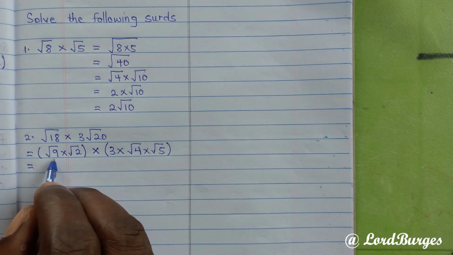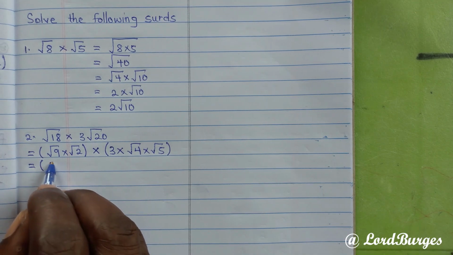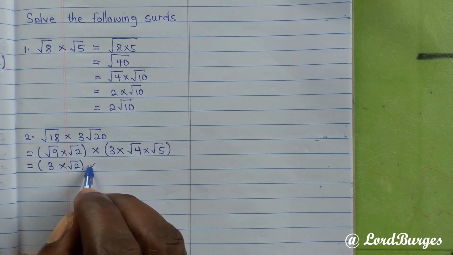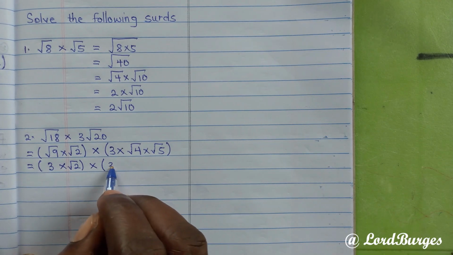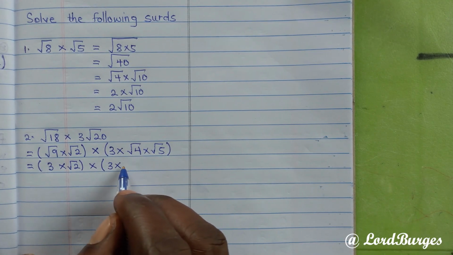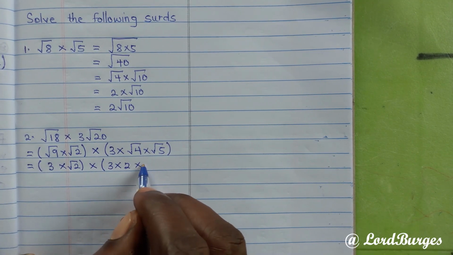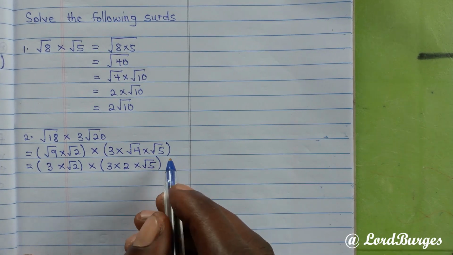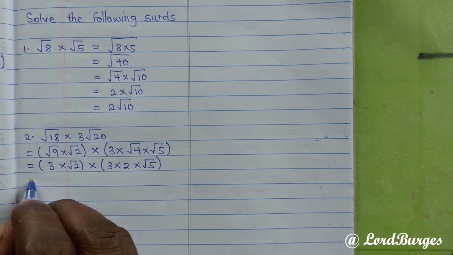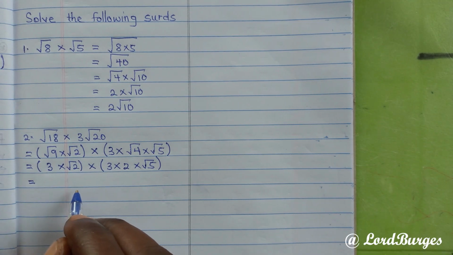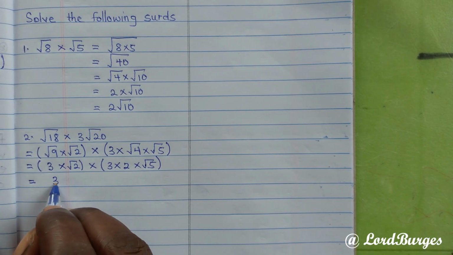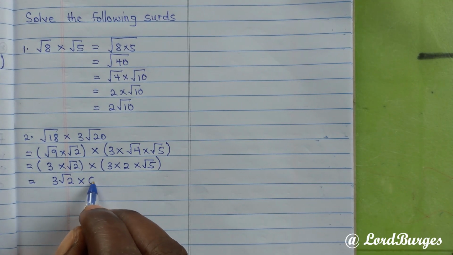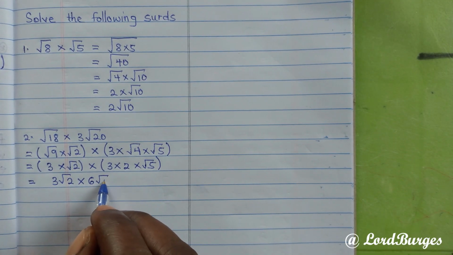such that root 9 is 3 by root 2 by 3, root 4 is 2 by root 5. So at this point I have 3 root 2 by 6 root 5.